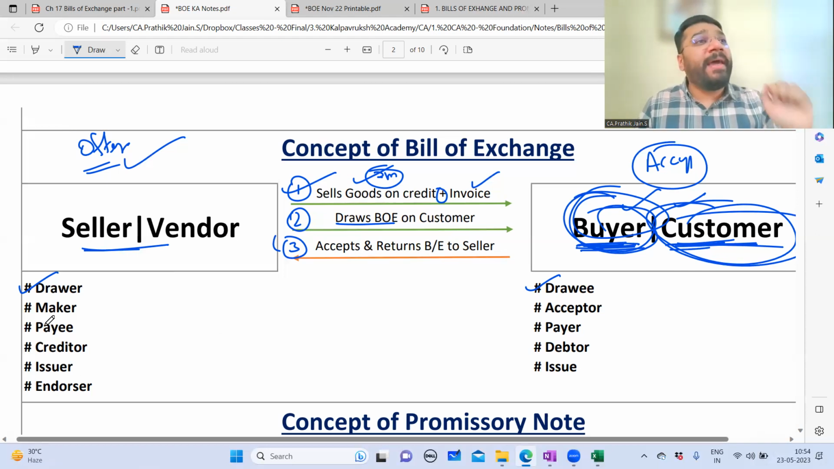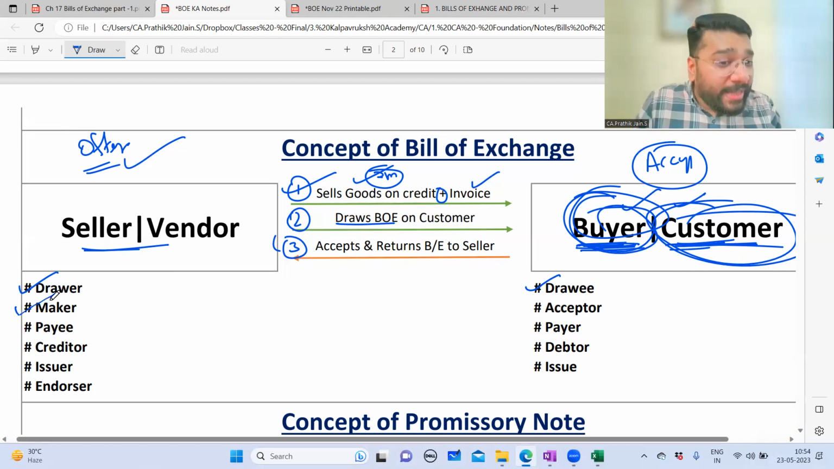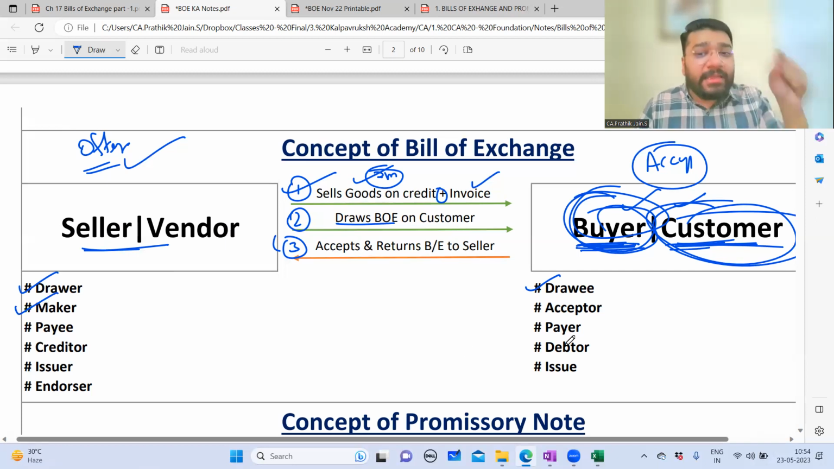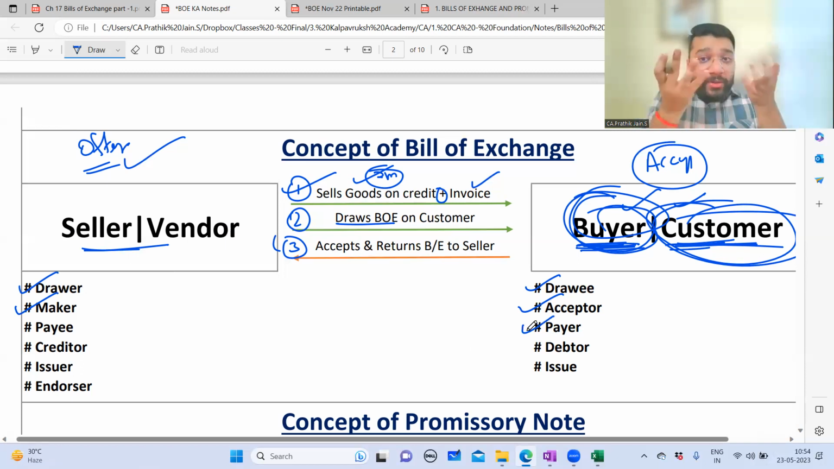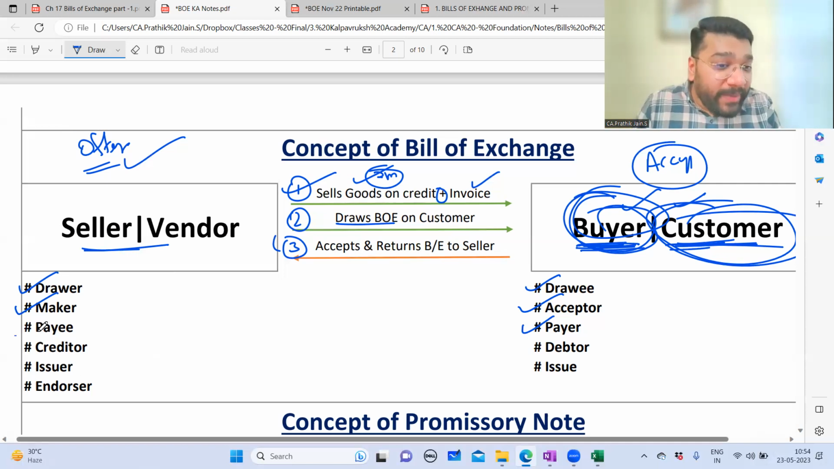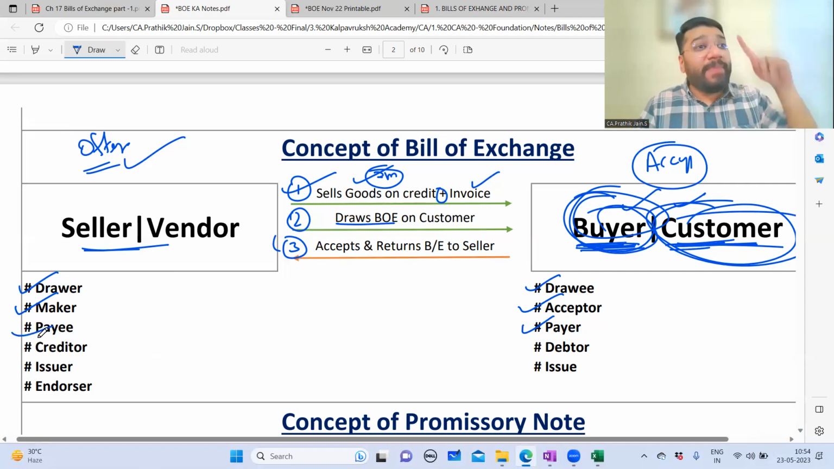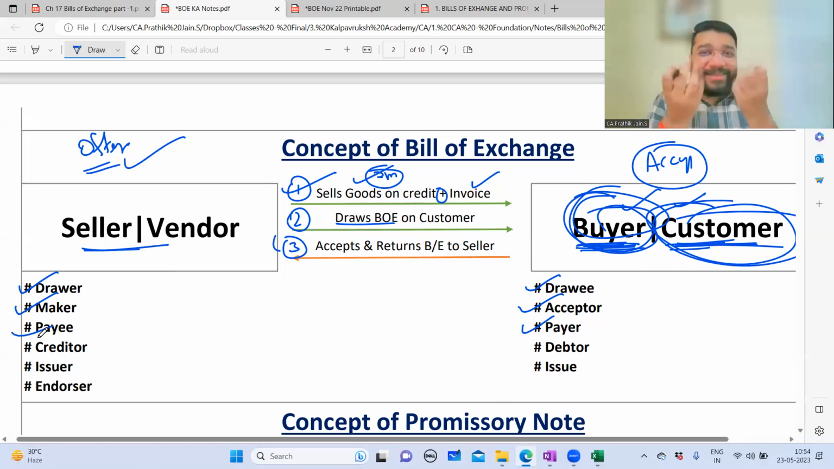The person who's preparing the bill of exchange is also called a maker. And the person who is accepting the bill, who's signing the bill, is called an acceptor. The person who is going to pay the money in future is called a payer. The person who is going to receive the money is called a payee. Now, when I say payee, some people imagine Tamil pay. No, this is English pay. Payee means the person who is receiving the money.